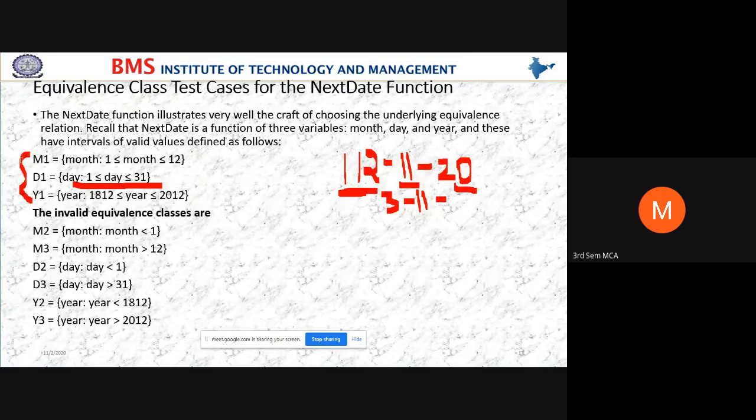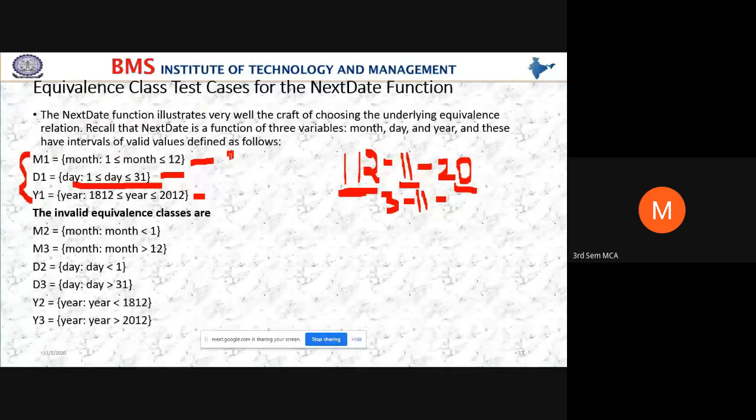Can we say the subsection? This is a subsection of month. This is a subsection of day. This is a subsection of year. Yes, students, understanding? The month value should be from 1 to 12. The range value, the value of month you have to take from 1 to 12 only.